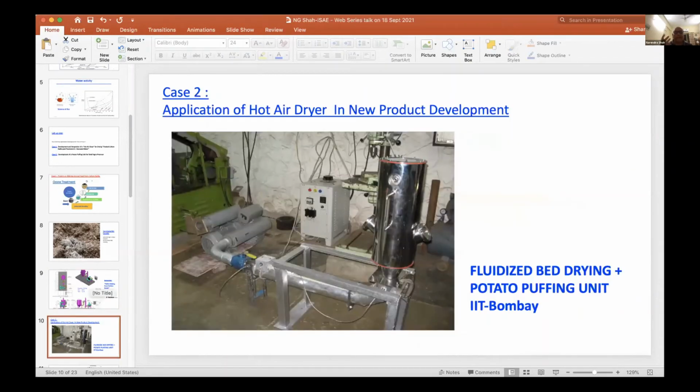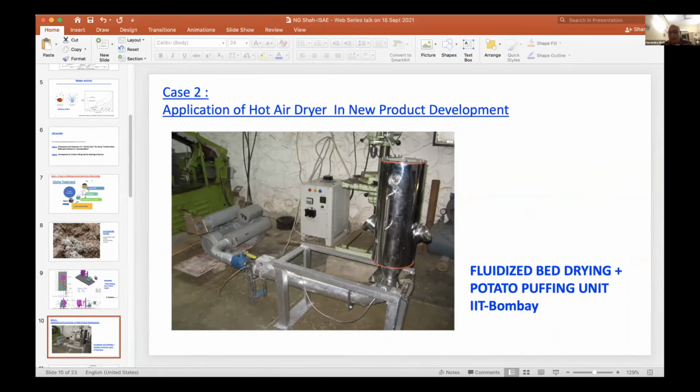So this is, I have demonstrated to you, a live problem of how a hot air dryer can be designed and integrated in an agro industry to solve a problem. Now, the second case where we integrated the hot air dryer, which we call in NPD, is for an agro industry entrepreneur, where we said that you can make puff potato cubes.